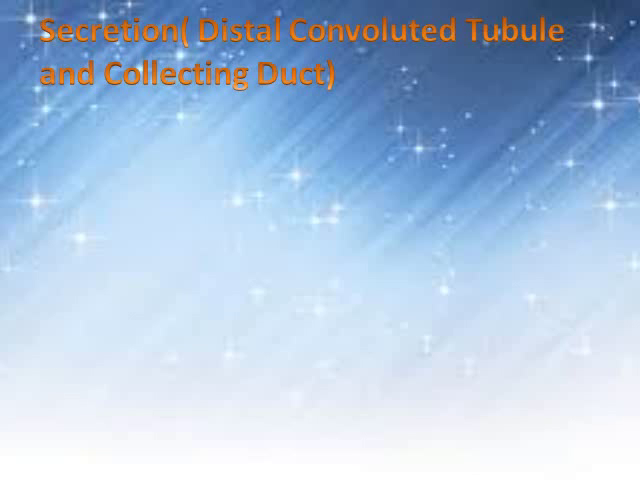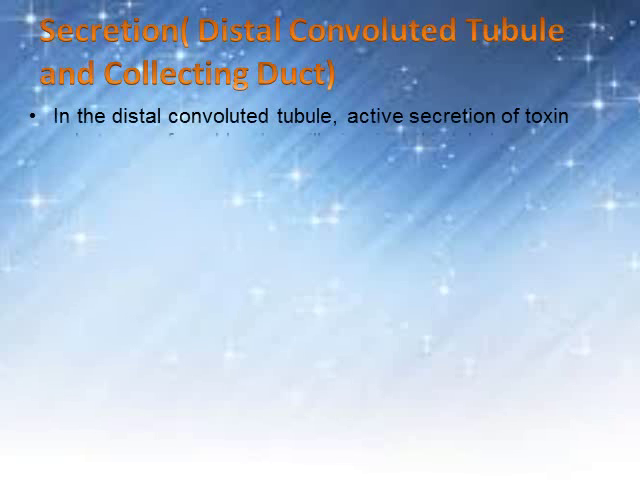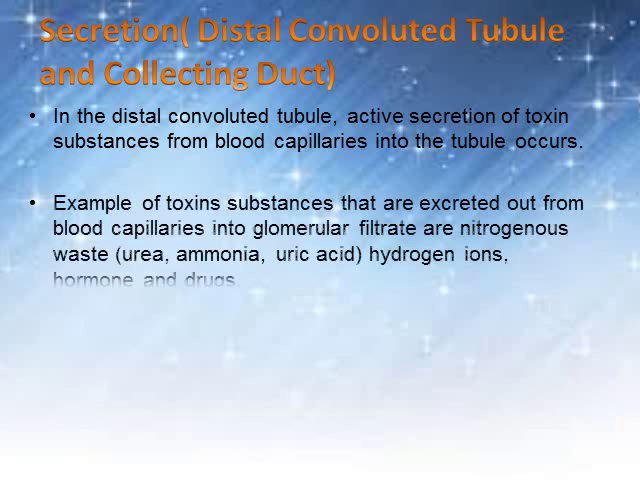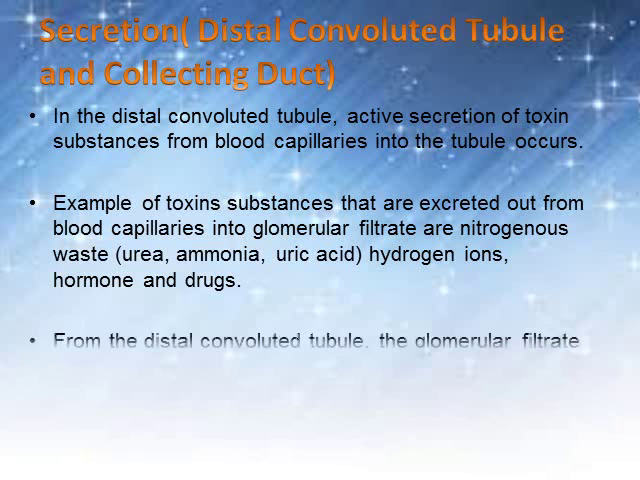The last process of formation of urine is secretion. It happens in the distal convoluted tubule and collecting ducts. In the distal convoluted tubule, active secretion of toxic substances from blood capillaries into the tubule occurs. Examples of toxic substances that are excreted from blood capillaries into the glomerular filtrate are nitrogenous waste, urea, ammonia, uric acid, hydrogen ions, hormones, and drugs.